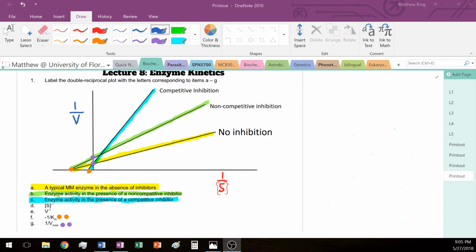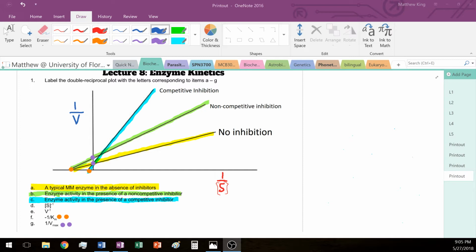So basically, let's just go on with number 1, which is to label the double reciprocal plot with the letters corresponding to items A through G. As you can see, I already have it all marked up, but we're going to go through explaining exactly why everything is labeled the way it is.